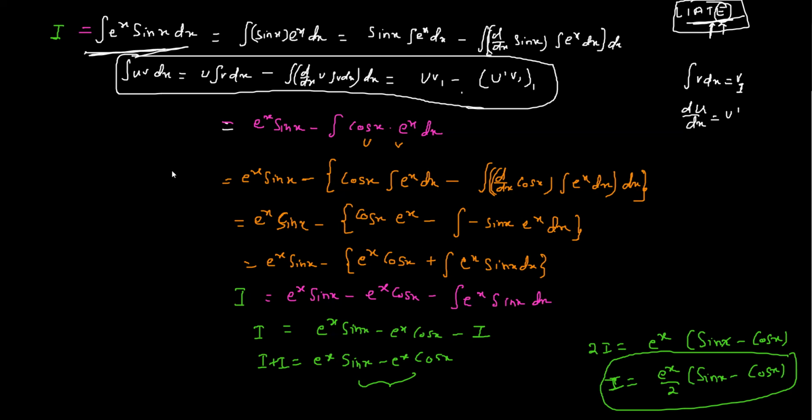The expression of uv equals u times the integration of v minus the integration of the derivative of u times the integration of v, which is e to the power x sin x minus e to the power x cos x plus integration of e to the power x sin x dx.